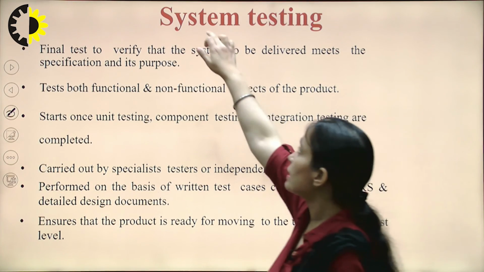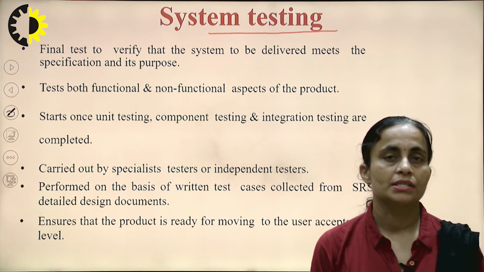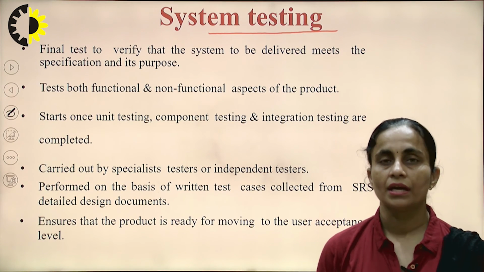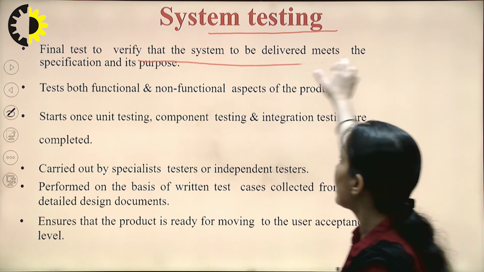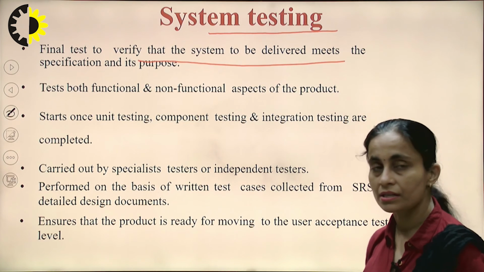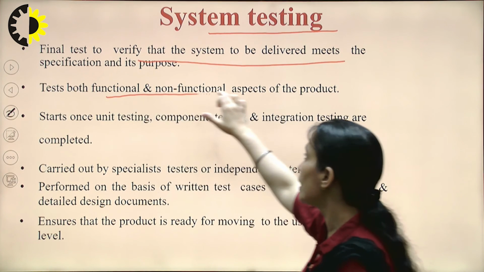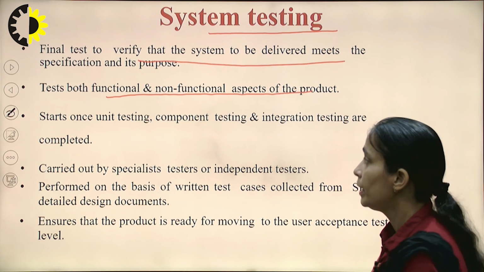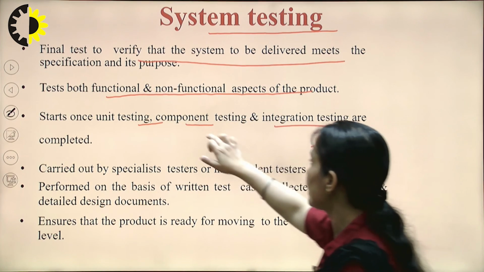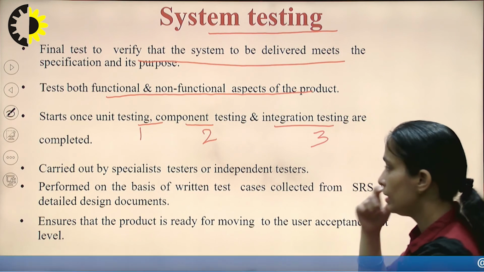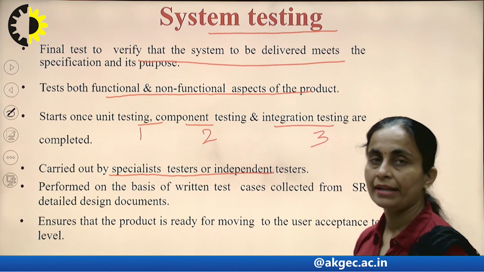Then system testing. I said that after performing the integration testing, I will proceed towards the system testing if everything goes in the right manner. So, system testing is the final test to verify that the system to be delivered meets its specification and purpose. This system testing tests both the functional and non-functional aspects of my software. It starts with unit testing, then I perform the component testing, then at the third go integration testing. It is carried out by specialized testers or independent testers. It cannot be performed by the developer.